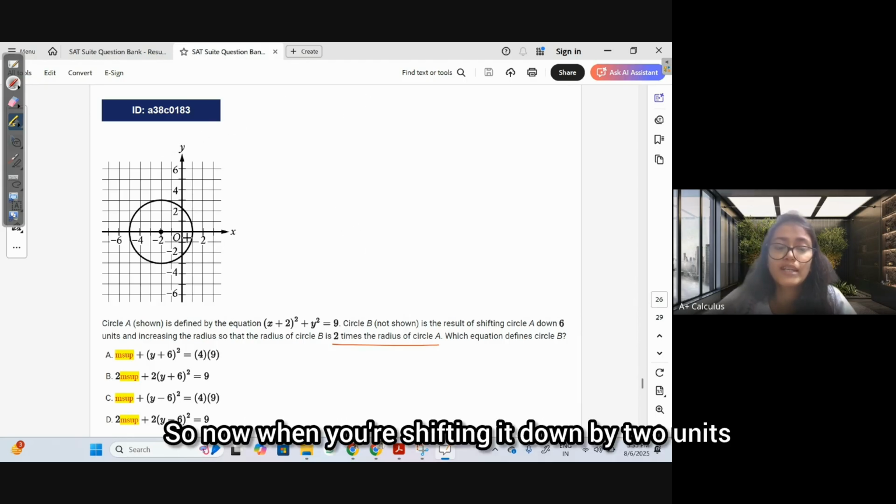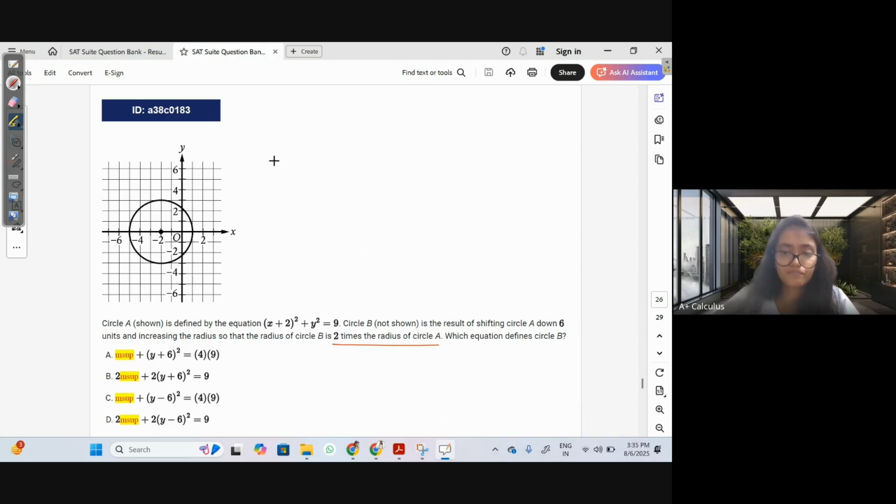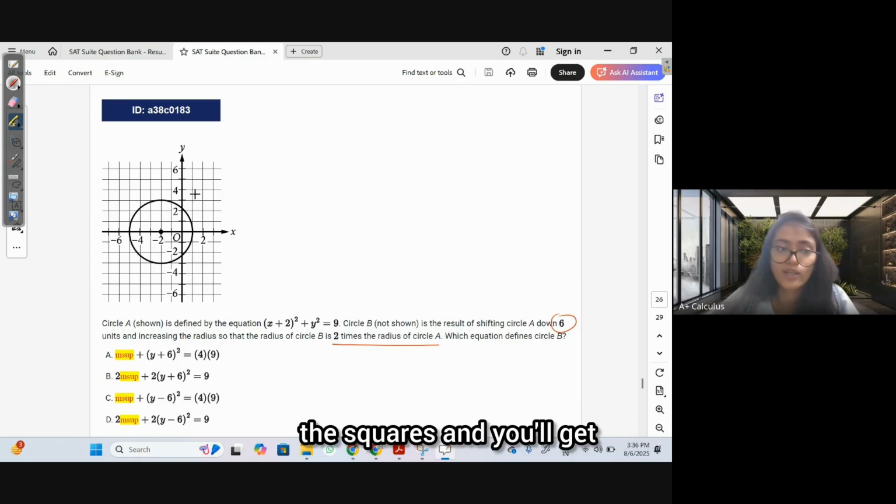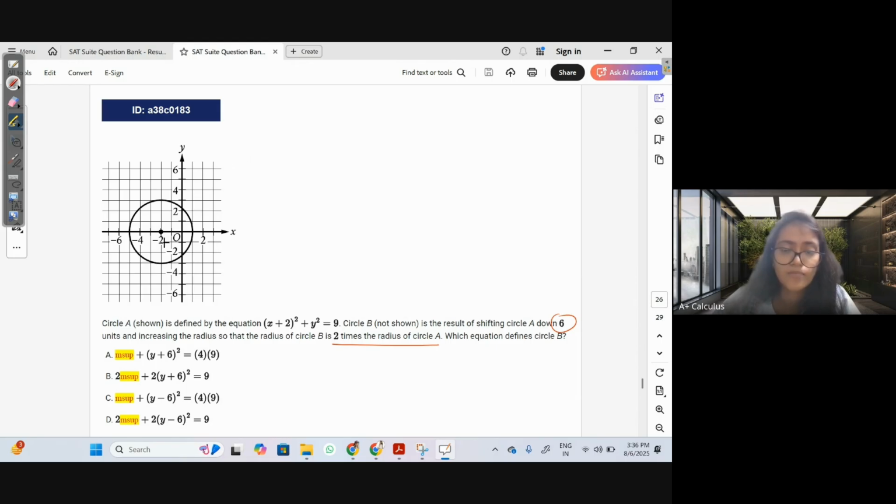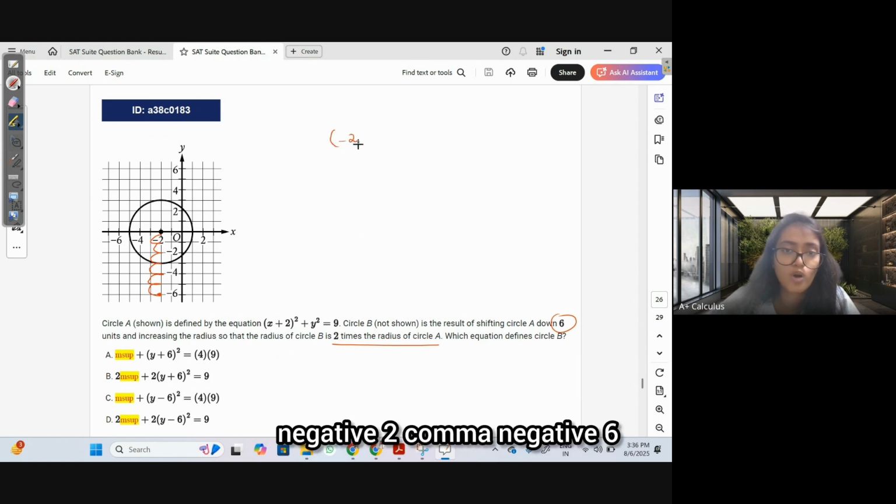So now when you're shifting it down by 6 units, you can literally count the squares and you'll get the new center. So 1, 2, 3, 4, 5, 6. So this will be the new center. This point is (-2, -6).